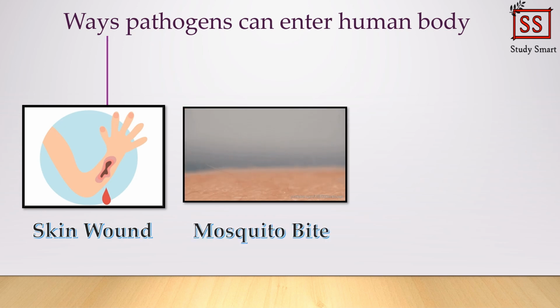Other than that, certain insects such as mosquitoes can carry pathogens in their saliva. When they bite a person, these pathogens can be introduced into the bloodstream through the insect's bite wound. Do you still remember what we call the organism or animal that can carry and transmit pathogens from an infected person to a healthy person? If you forgot, you may find the answer in my previous video. Also, I will let you know the answer at the end of this video. Stay tuned.